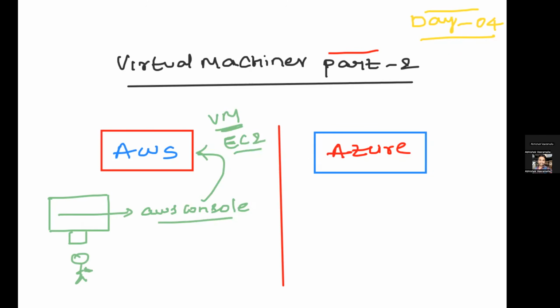For theoretical understanding, what happens is there is a developer or there is a person called Mr. X, and what Mr.